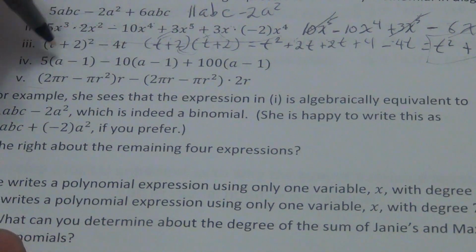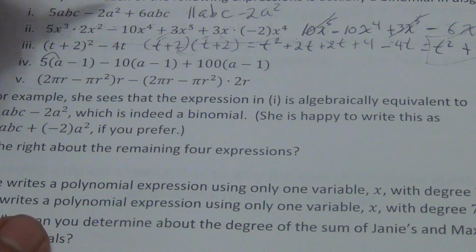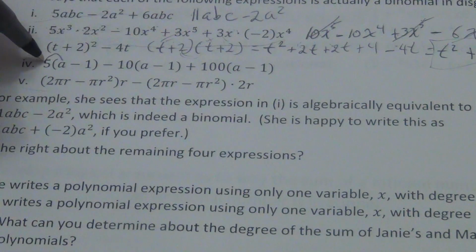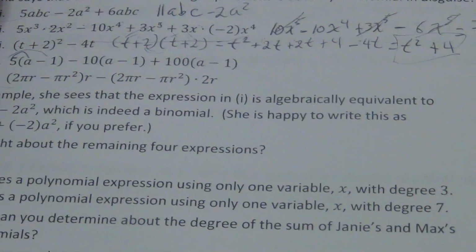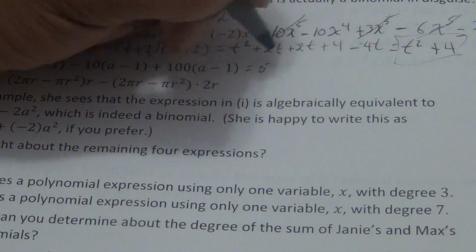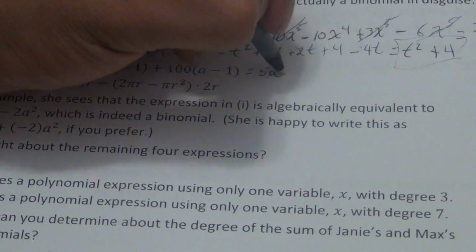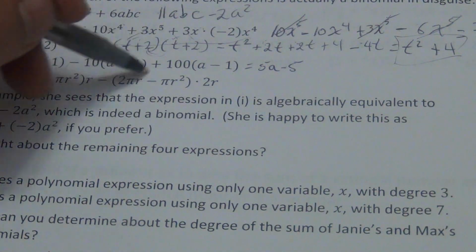Okay. Remember, I'm just going to guide you, okay? You have to use the distributive property here. 5 times a is 5a. So you better write that down over here. Then 5 times -1 is -5. Right? So you have 5a minus 5.